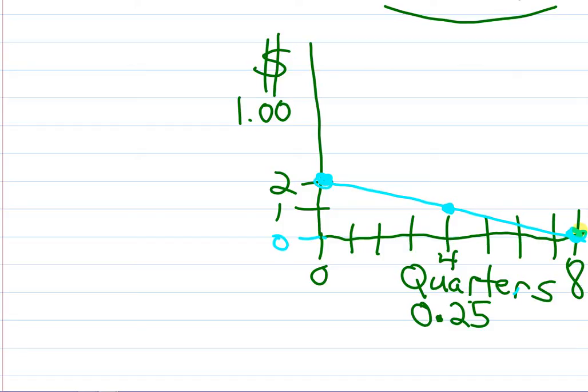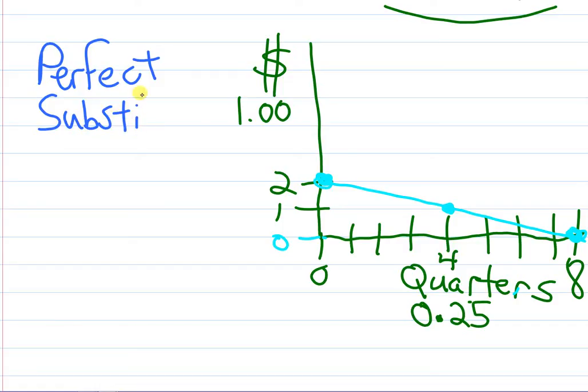Think, are quarters and dollars complements that go together or substitutes that can be substituted for each other? Well, of course, this is an example of perfect substitutes, or almost perfect substitutes. I don't want to hear any comments about, well, they're not exactly perfect substitutes. I understand, but they're pretty darn close. And so perfect substitutes have these straight line indifference curves.